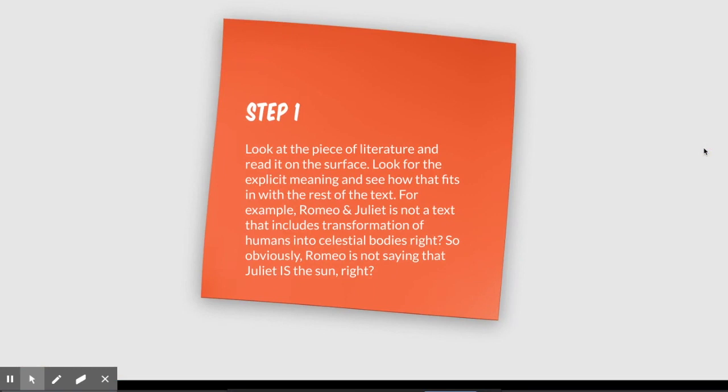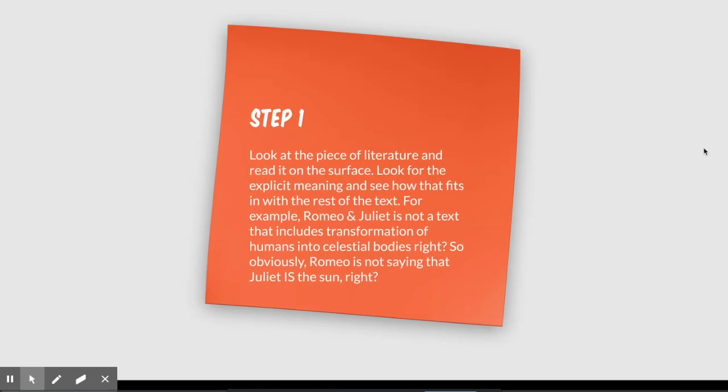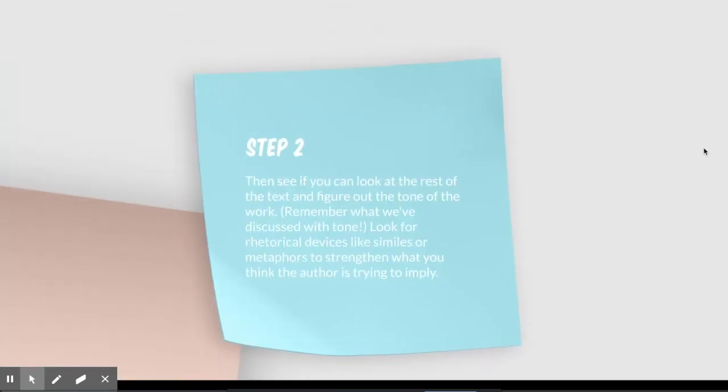So when we're looking at pieces of literature, the first thing you want to do is read it on the surface. Look for that explicit meaning and see how that fits in with the rest of the text. For example, like I said earlier with the Romeo and Juliet line, I don't think that he was saying that she is literally a celestial body, because that's not something that really happens in Romeo and Juliet, is it? So it doesn't really fit in. The next part would be to just look at the rest of the text. Figure out what the tone of the work is. Remember how we've discussed tone and how important tone is. Look for rhetorical devices like similes or metaphors to strengthen what you think the author is trying to imply.